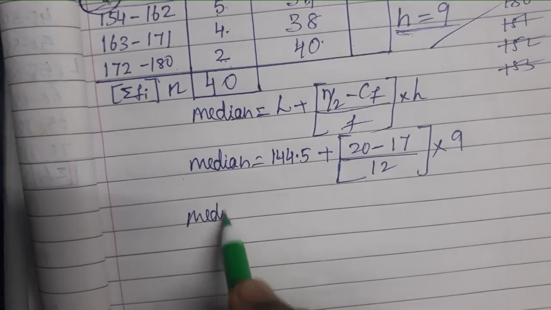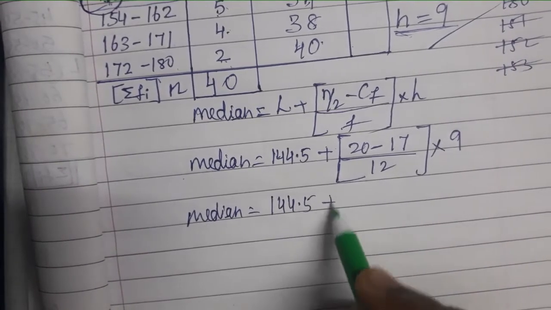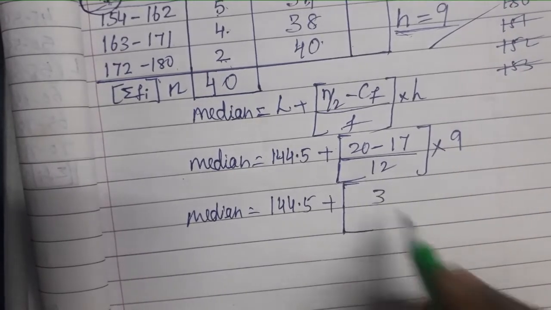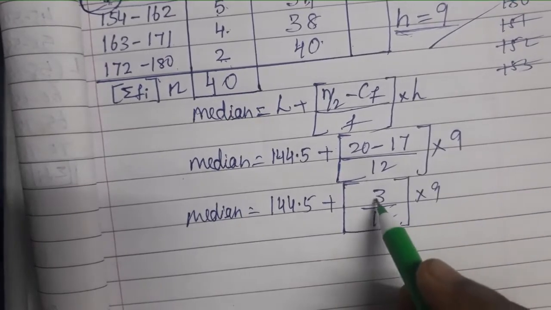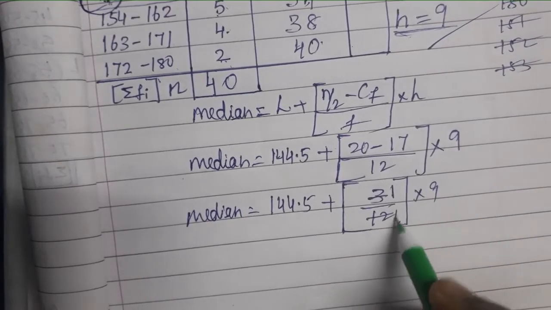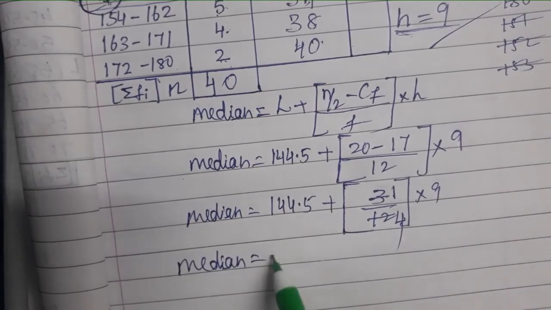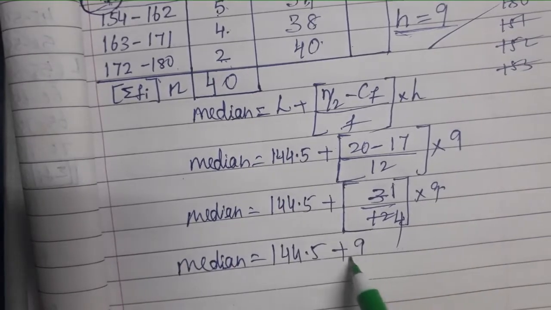Simplification. Median is equal to 144.5 plus 20. 20 minus 17 is 3. 3 by 12 into 9. Now definitely you can simplify. 3 ones are 3, 3 fours are 12. So median is equal to 144.5 plus 9 ones are 9 by 4.